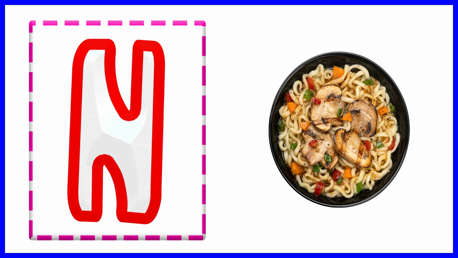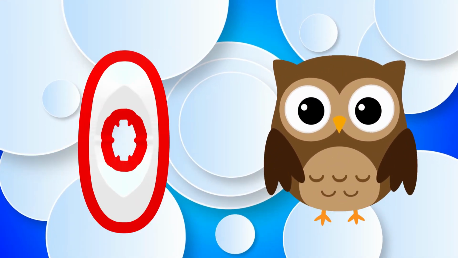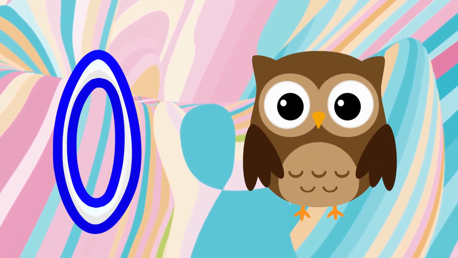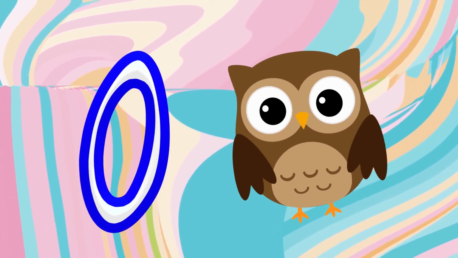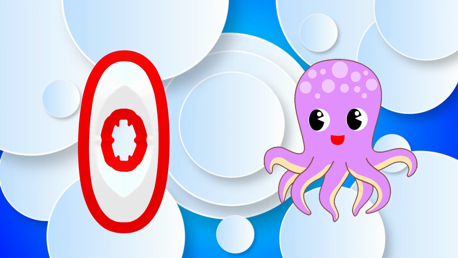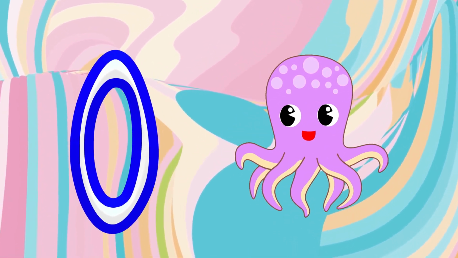Very good. Let's sing together. N as in noodles, N. N as in narwhal, N. Big O. Small O. Let's sing together.